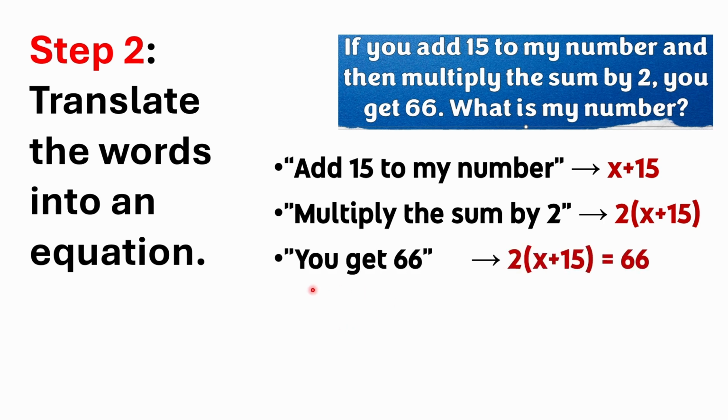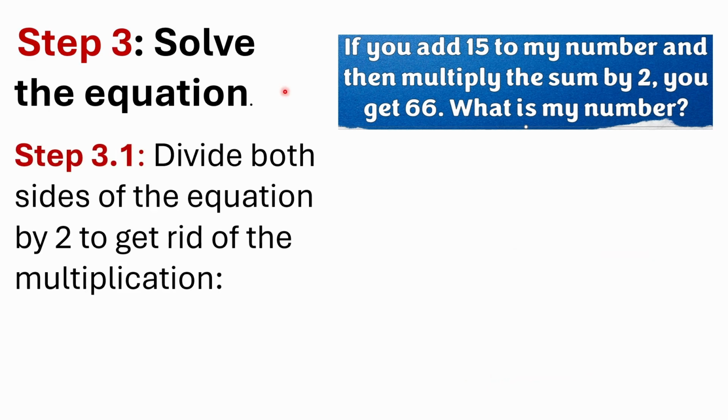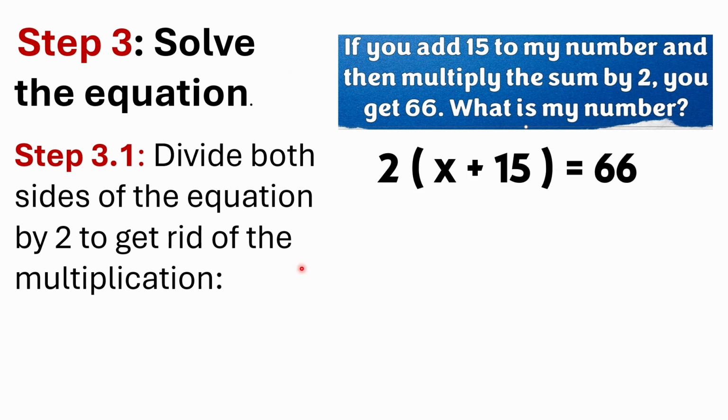Then you get 66, so we equate 66 to the expression. For the final equation, we have 2 times (x plus 15) equals 66. Step number 3, solve the equation. The given equation is 2 times (x plus 15) equals 66.